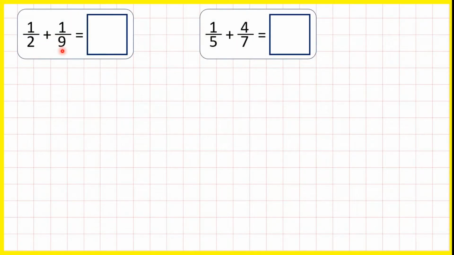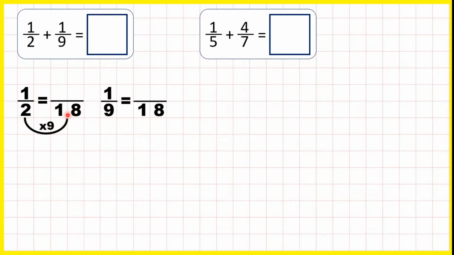1/2 plus 1/9. So to add fractions, we know that we need the denominators to be the same. But 9 isn't in the 2 times table. 9 isn't a multiple of 2. So we'll need to find 2 equivalent fractions for both 1/2 and for 1/9. Now 18 is in both the 2 and the 9 times table. So we can find equivalent fractions to 1/2 and to 1/9, which have a denominator of 18.